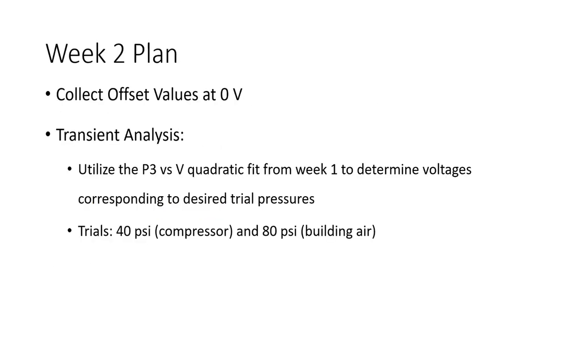So, looking ahead to week 2, the team will be conducting trials on transient data rather than steady state data. After the offset values are calculated at 0 voltage, trials will be run to obtain data at 40 and 80 psi, where we will use the P3 versus V quadratic fit from week 1 in order to determine voltages.